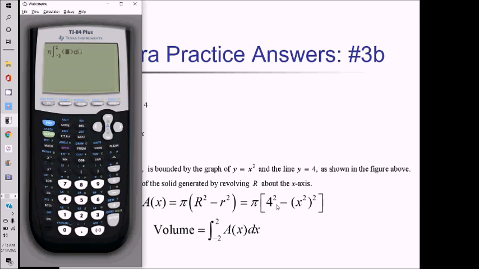So that's going to be 4 squared, which I'm not going to bother turning into 16, minus, and now let me put this in parentheses just to be on the safe side, x squared, close the parentheses, and square it again, which I know is x to the 4th, but whatever. And then we have a dx, press enter. All that comes out to 160.850 if I round off to 3 decimals.